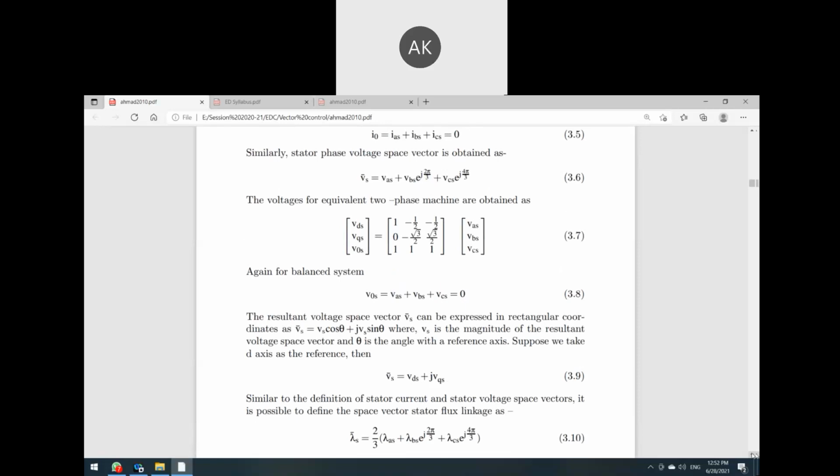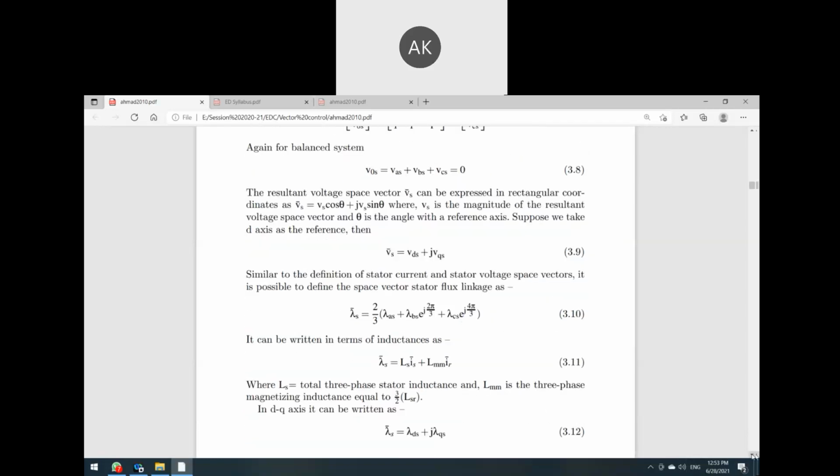So from the stator current, we will estimate the quadrature axis and direct axis current and voltage. Or we can say that if we take the D axis as a reference frame, then Vs is equal to Vds plus j into Vqs, because the D axis and Q axis are 90 degrees apart. Similar to the definition of stator current and stator voltage, we can also get the flux in the same DQ reference frame.